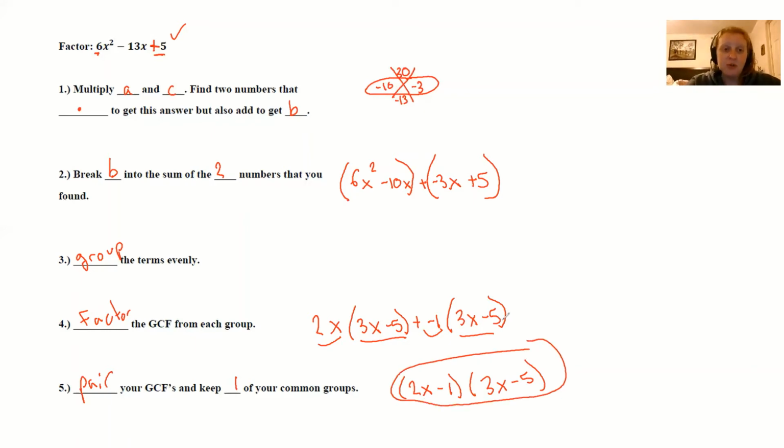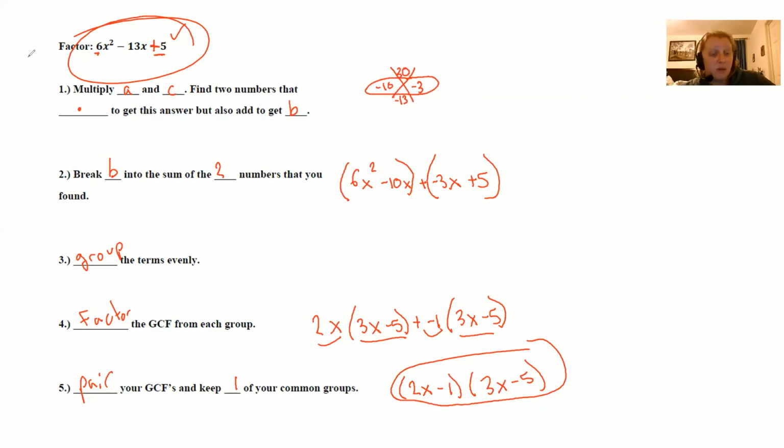And how would you know if you did this right? Foil it back out, and you should get this. So if you ever want to know if you factored it right, foil it. See if you got the starting problem. Right. So that is called factoring by grouping.